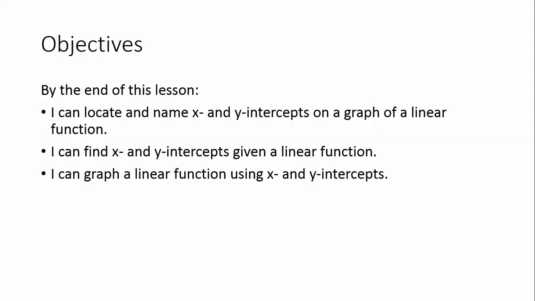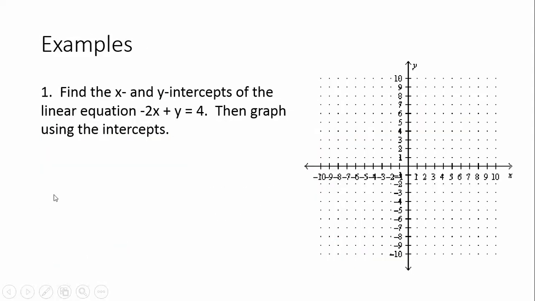Let's look at our objectives for this lesson also. One, we want to be able to locate and name x and y-intercepts on a graph of a linear equation, and that's what we just did in the previous slide. We also want to be able to find x and y-intercepts given a linear function, and we want to be able to graph a linear function using those x and y-intercepts. So let's look at an example that deals with the last two objectives. So we're asked to find the x and y-intercepts of the linear equation -2x plus y equals 4. Then we're going to graph using those intercepts.